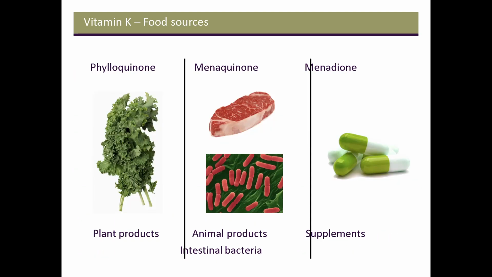So to bring it home, phylloquinone can be found in plant products. Menaquinone can be found in animal products, synthesized by intestinal bacteria. And menadione can be found in supplements.